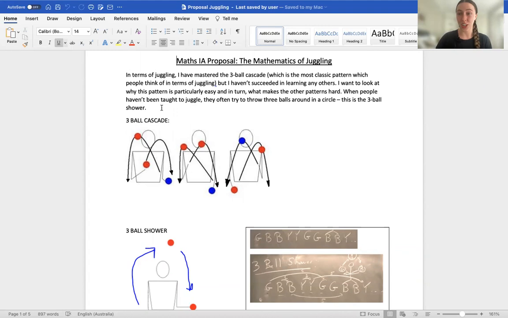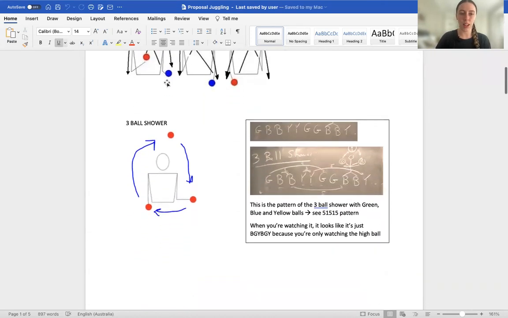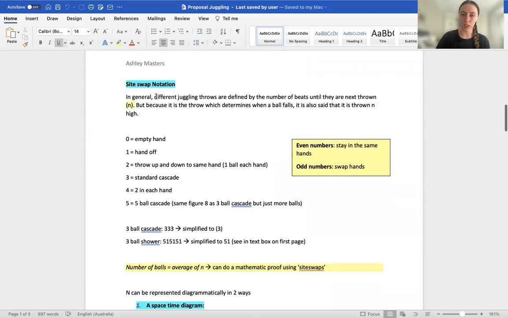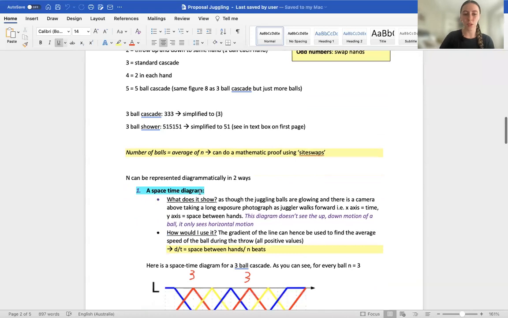So I was into juggling at the time, and so I thought, oh, the maths of juggling, that's a bit fun. And yeah, so I talked about my personal engagement with it. And then when I searched up the maths of juggling, I got all of this cool notation to do with it. It's the site swap notation or space-time diagrams.